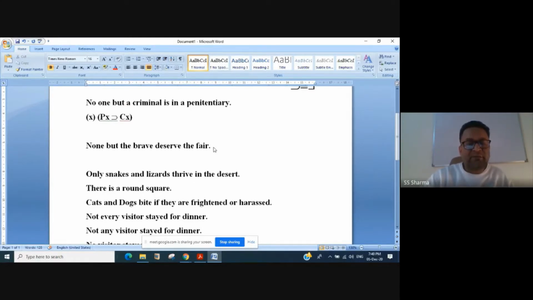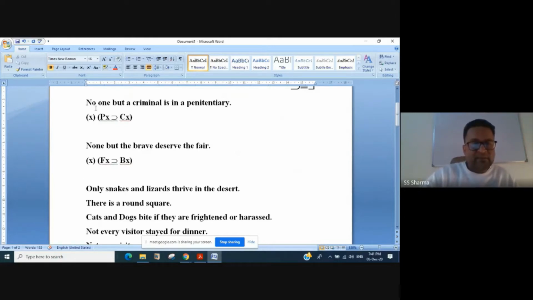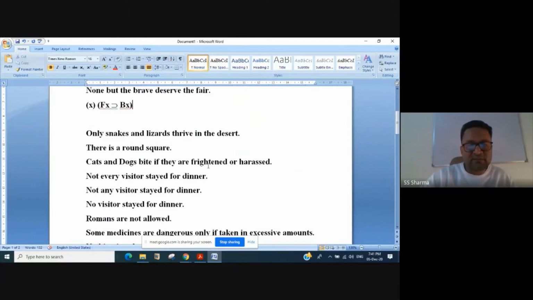None but the brave deserve the fair. So it will be symbolized as: for all x, if x deserves fair, then we put the implication sign, so it means that x is brave. This is going to be the symbolization for this proposition. You can see that both no one but and none are exactly the same expression, right? We also need to understand that here this part will go in front and this part will go here. Similarly, here this part has gone to this side and this brave has come to this side. These are certain things which we need to understand.